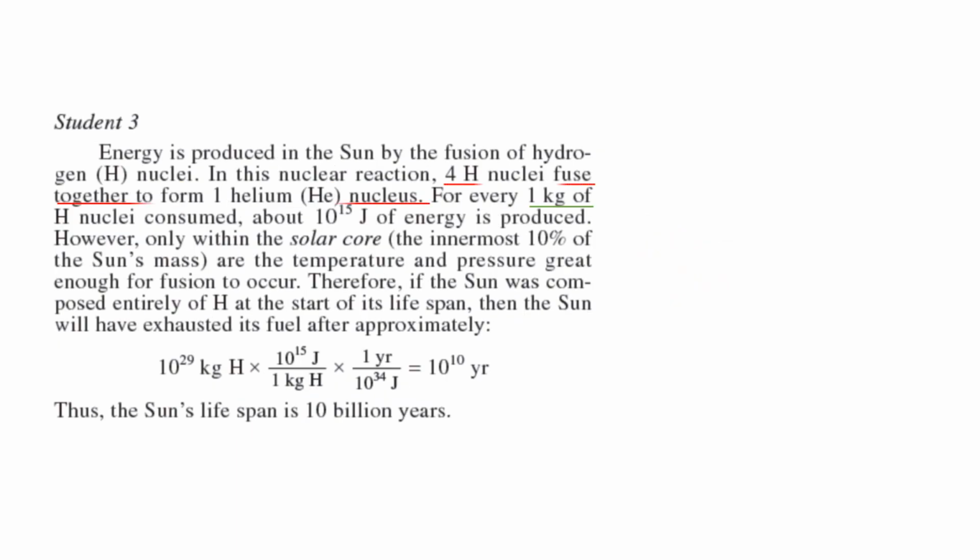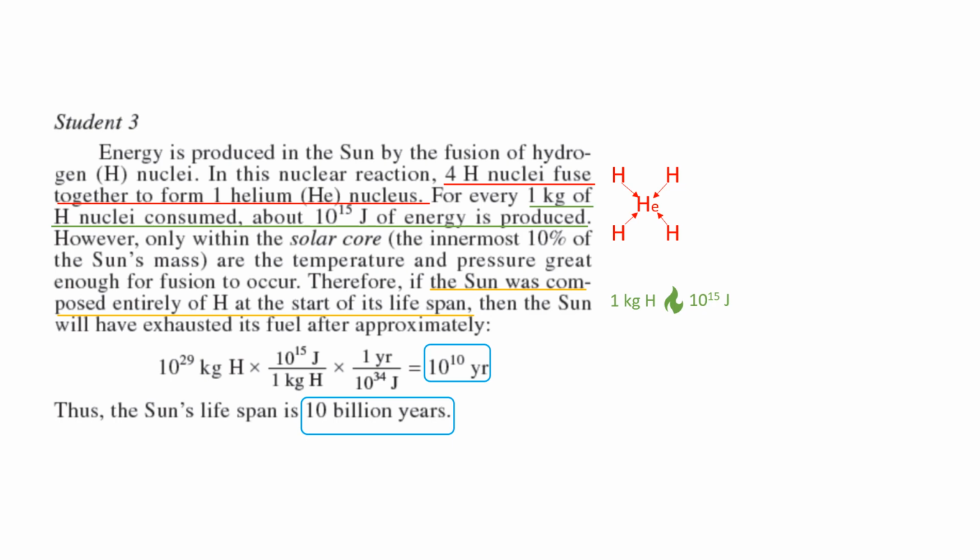Student 3, energy is produced by fusion. 4 hydrogen fused together to form 1 helium, so I drew that. 1 kilogram of hydrogen consumed to about 10 to the 15 joules of energy. And then we have the sun was composed entirely of hydrogen at the start of its lifespan, and the sun is about 10 billion years old.